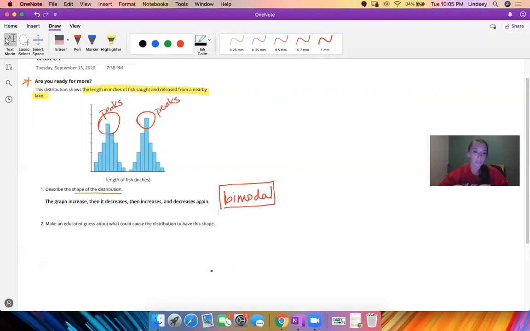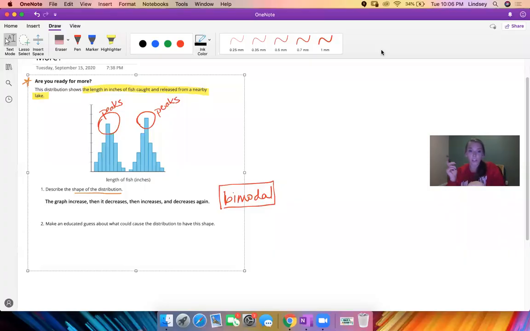This one says make an educated guess about what could cause the distribution to have this shape. There could be a lot of different reasons for this, and you may have all come up with really good responses. Obviously I can't hear your responses, and mine is more than likely going to be different than yours, but just because there are many different reasons doesn't mean yours is wrong. So maybe put a little line and write the response that I have.